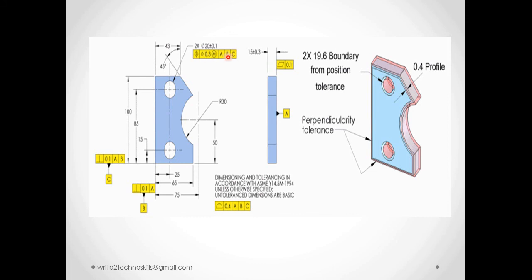The feature control frame comprises, as I told, the position symbol, the tolerance value and the datum instructions. So let us see one by one. The first one is the flatness. It corresponds to this plane. So we are going to read it as: the flatness of this plane or this feature has to lie within the tolerance value of 0.1. So that is the measurement criterion we have, and being an individual feature, there is no datum requirement for this feature. That is the reason we don't have any datum compartment here.